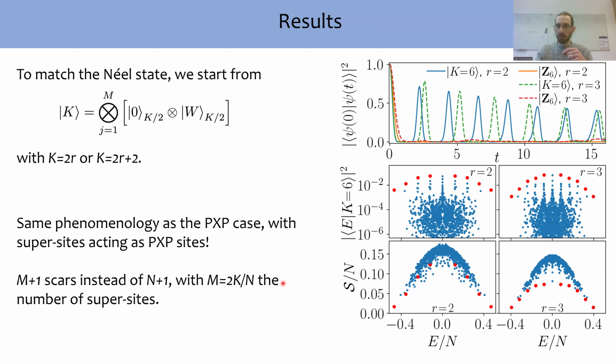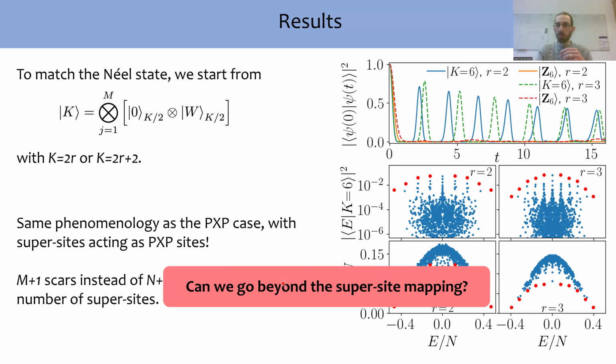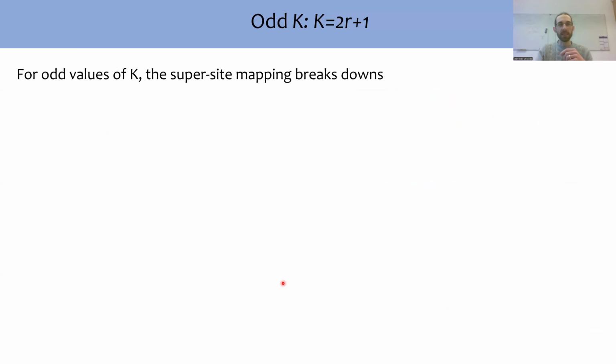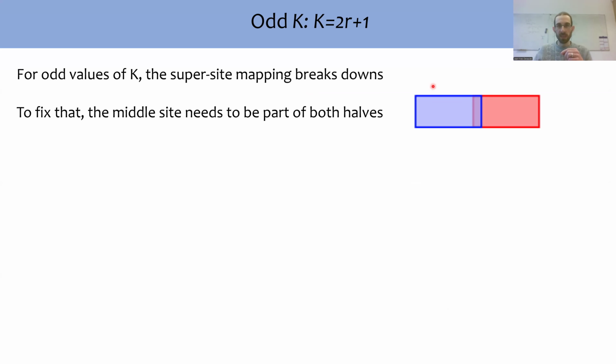And then we can ask, okay, that seems to work well, but can we go beyond this supersite? Is the picture a bit more complicated than this? And actually, yes, because we can take a unit cell which is now odd. It's easy to see that the supersite mapping breaks down because we cannot divide this unit cell into 2 equal halves, one occupied, the other non-occupied. But what we can do is make these two supersites overlapping, with the middle site being part of both. And now the mapping to PXP breaks down, but the picture is still similar.